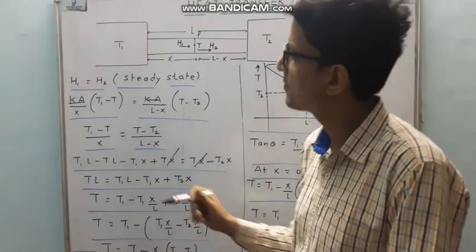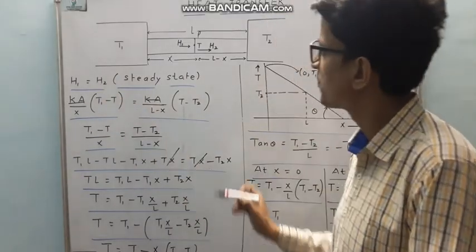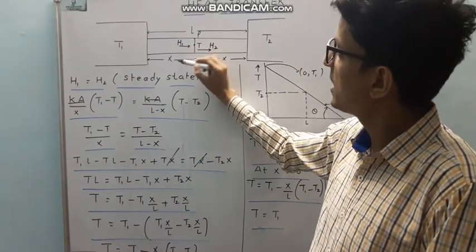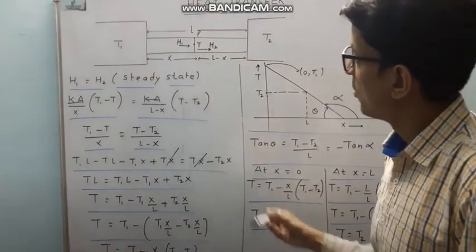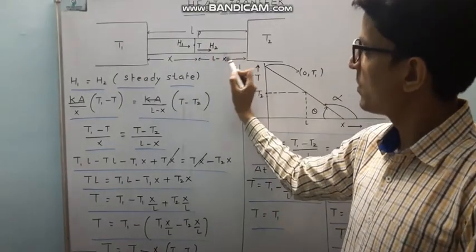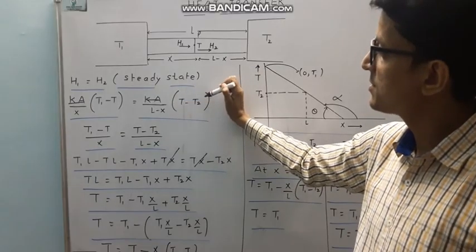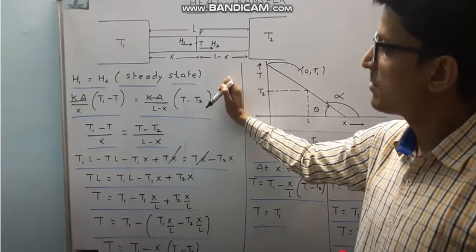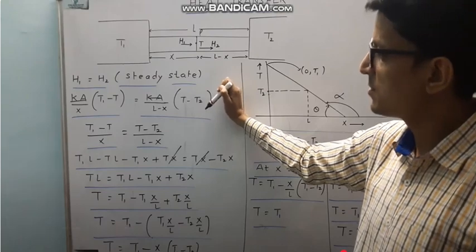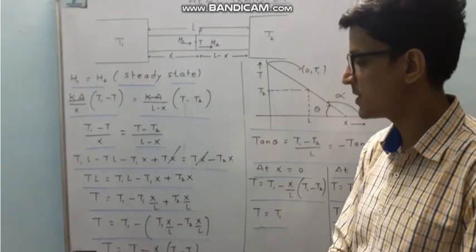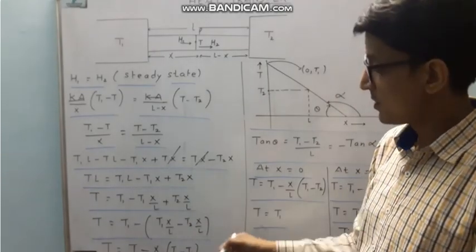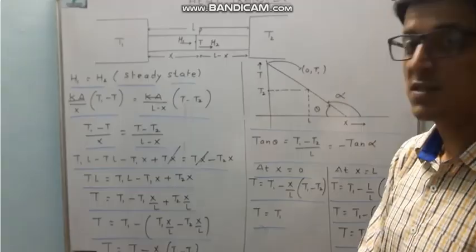We know the expression of it is K A upon L times T1 minus T2. So here the length is X and the difference of temperature is T1 minus T. For this system, we can write it as K A by L minus X into T minus T2. After all the calculations, the result is T is equal to T1 minus X by L into T1 minus T2. So this is a straight line curve with positive intercept and negative slope.